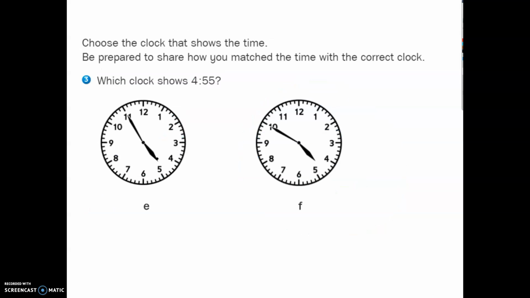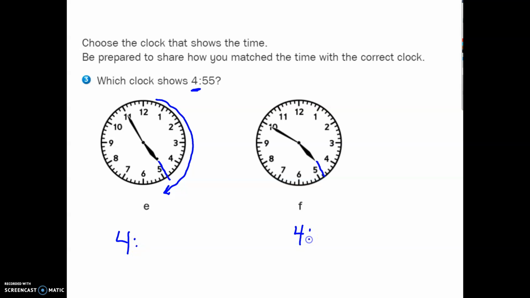And for number 3, which clock shows 4:55? I need to find the clock that has the hour hand past the 4. If I look here and extend it a little bit, this one is between the 4 and the 5. It's past the 4, because remember, our hour hand moves in this direction. Let's try this one. Oh, wait a minute, this one is also past the 4. So they're both 4 something.